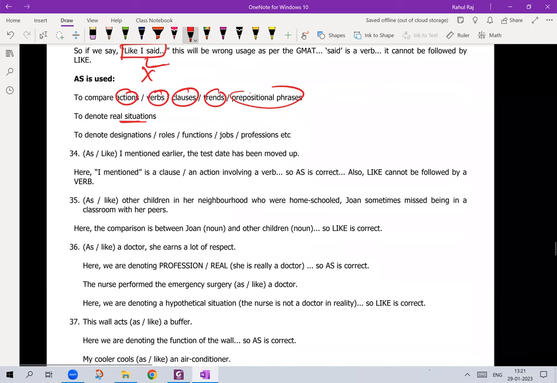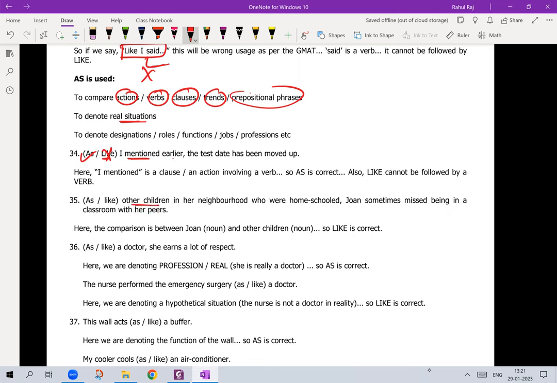But what exactly does this mean? Let's understand with the question. It says "as or like I mentioned earlier". Like followed by a verb is wrong, so it should be as. Anyone, any doubt? Please tell me. I'll clear the like and as part with the questions. Anyone, any problem? Because like followed by a verb is wrong. That's the rule. You should know this. So it is "as I mentioned earlier".